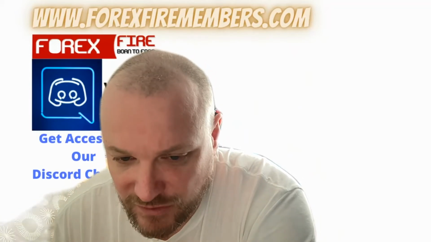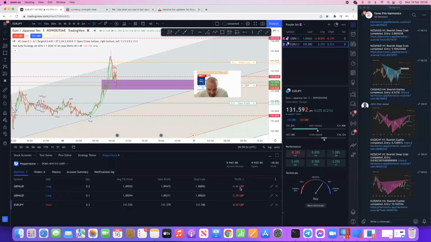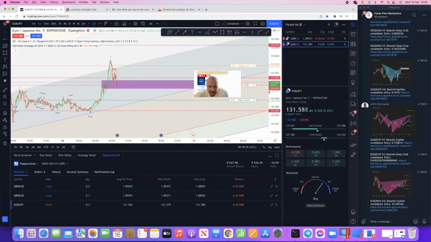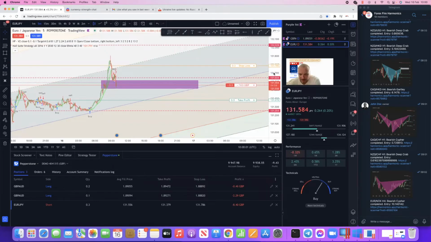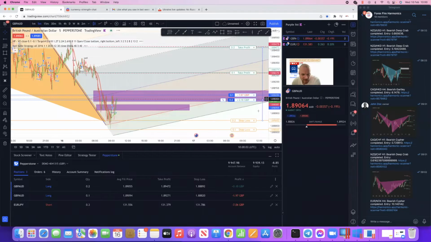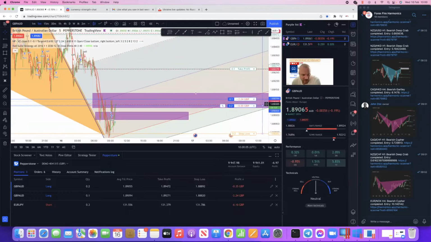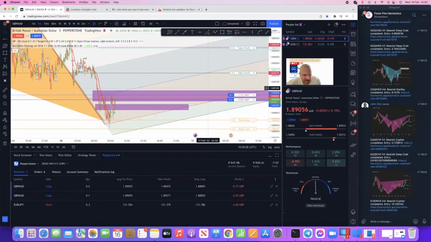Just go back to share the screen. A little bit of drawdown on here, the Euro JPY again. There's drawdown on that at the moment. GBP odd, we'll just wait for the push out on this, to be fair.